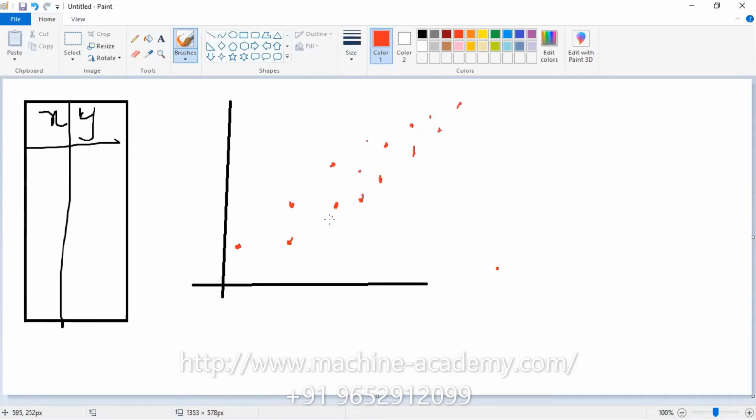Now try to understand these observations. This is the x-axis and this is the y-axis. This type of plotting is known as a scatter plot. We have taken the observations and are viewing them in a graphical representation to see the relation in the data.